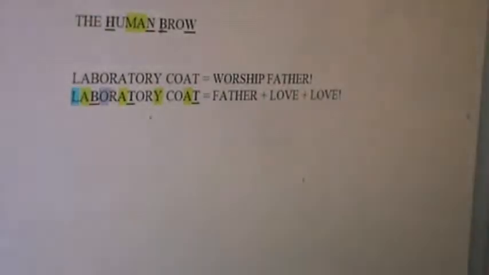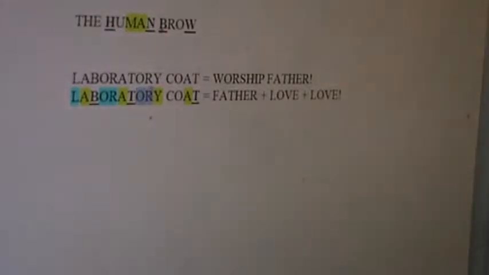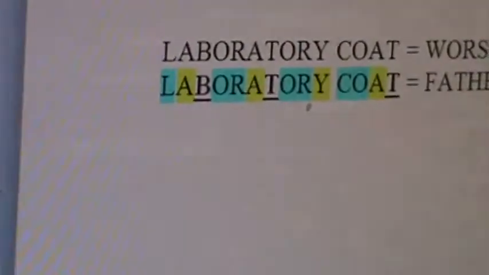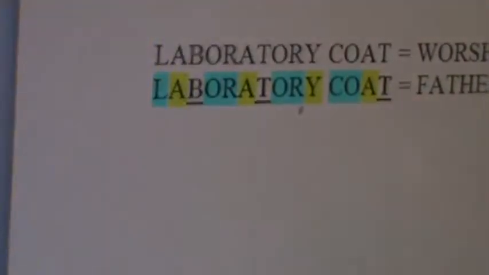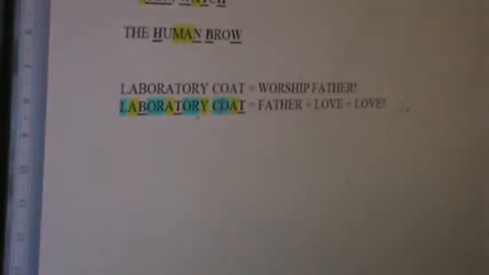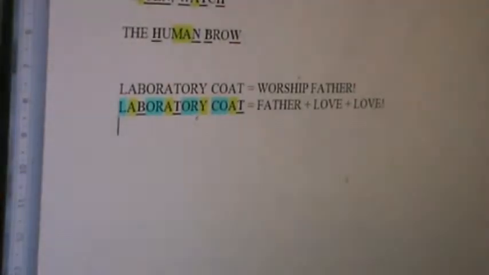And then here's all the letters that divide by 3, a bunch of ORs, which is 33, CO. It's just glaring for Father in its design. Laboratory coat. Superb. Laboratory coat is on top. If you wanted, you could call it any number of things, but that's what comes to my mind.